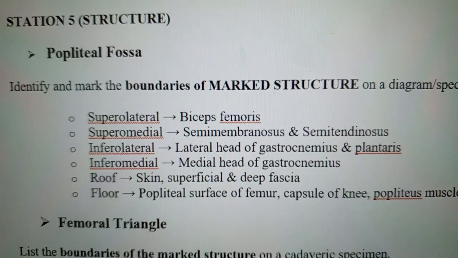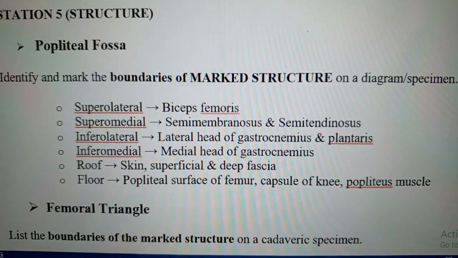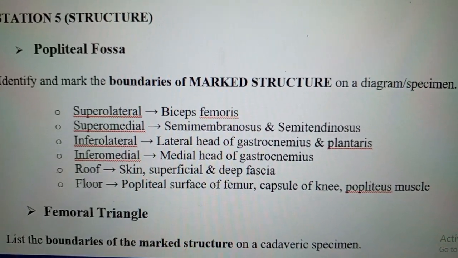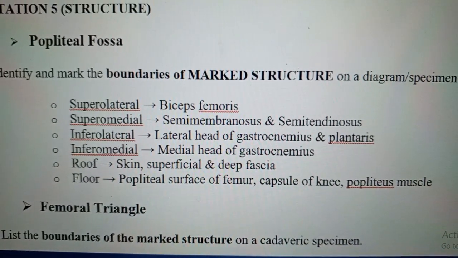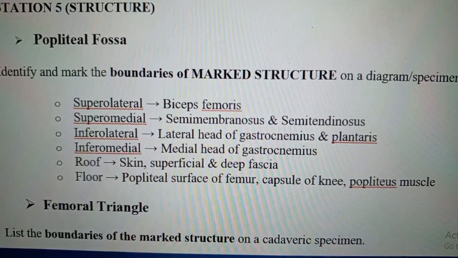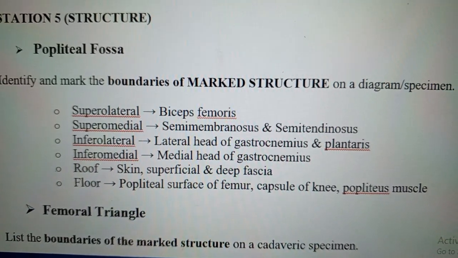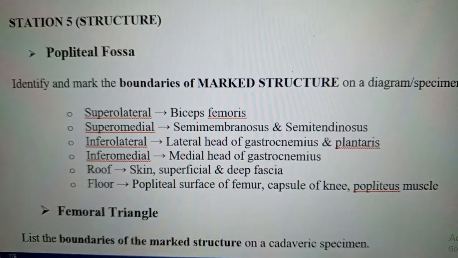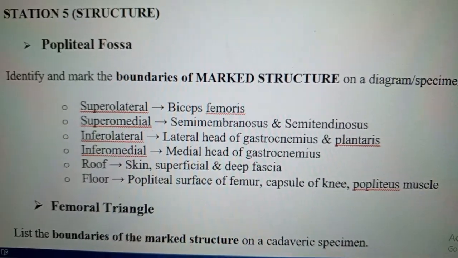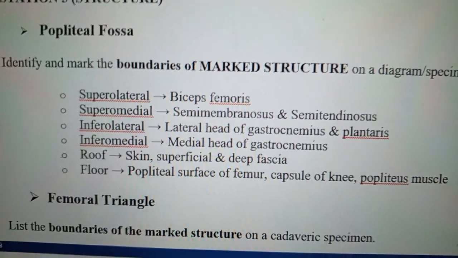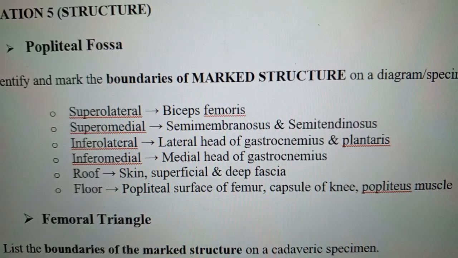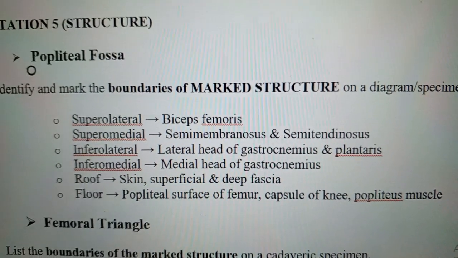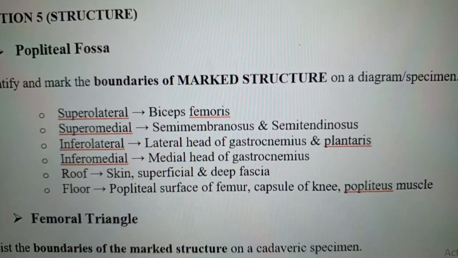Popliteal fossa can be given to you, and boundaries can be asked. Superior lateral boundary is formed by the biceps femoris muscle, superior medial by the semimembranosus and semitendinosus, inferior lateral by the lateral head of gastrocnemius and plantaris muscle, inferior medial by the medial head of gastrocnemius. Roof is by the skin, superficial and deep fascia. Floor is by the popliteal surface of femur, capsule of knee and popliteus muscle.